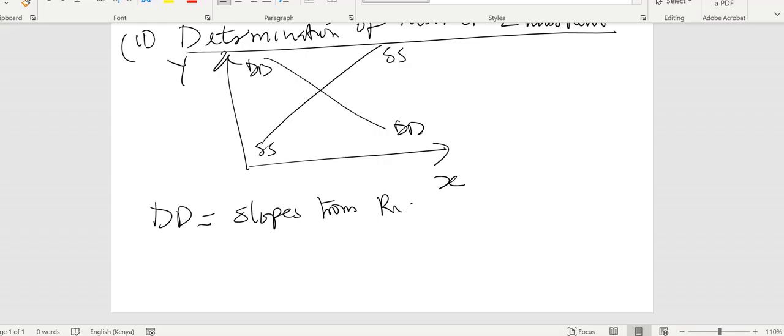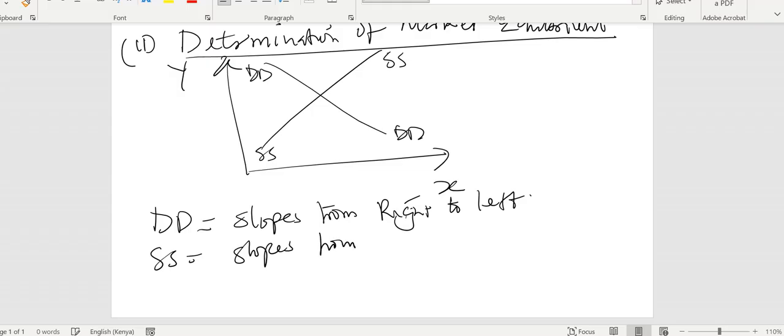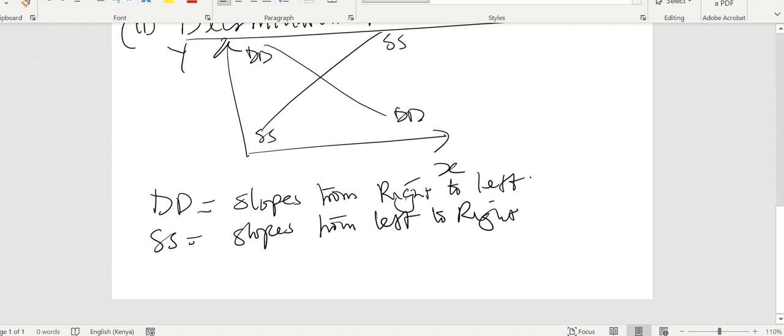Okay, upward is the demand. Now, I want you to look at this graph. Where is your right hand side? So, demand curve slopes from right to left. Supply slopes from left to right. Are we together?